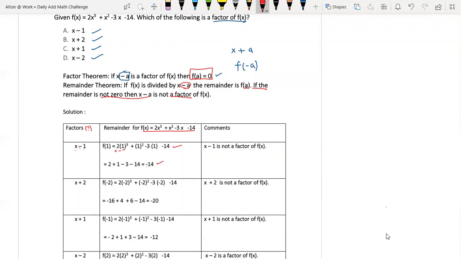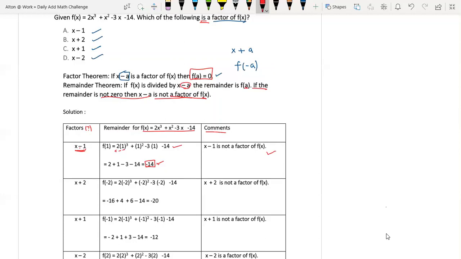Now note, your remainder here is not 0. Let's go back to the factor theorem. If f of x is divided by x minus a, in this case it's my x minus 1, the remainder is f of a, right? So in this case, f of 1 gives us a remainder of minus 14. If the remainder is not 0, here it is not 0, it's minus 14, then x minus 1 is not a factor of f of x. Now go back to the question. The question says, which of the following is a factor? So we can conclude by saying x minus 1 is not a factor of f of x.